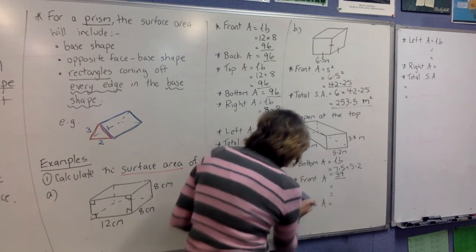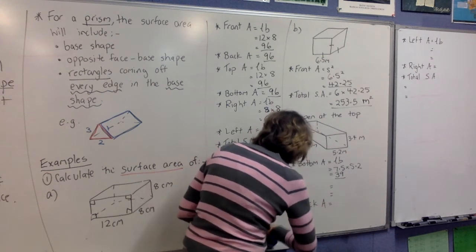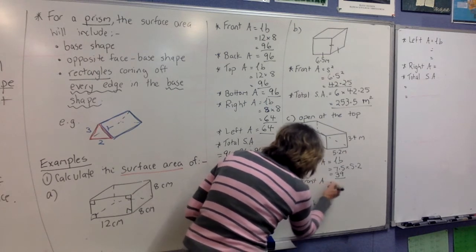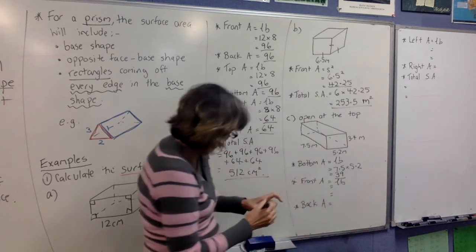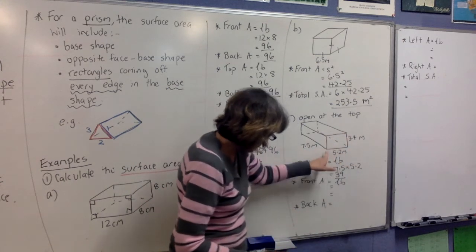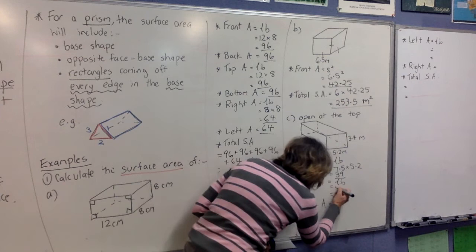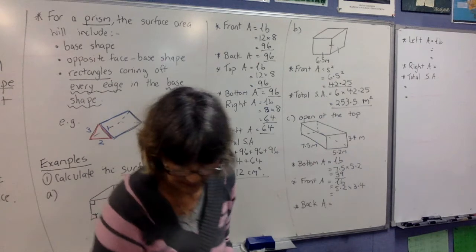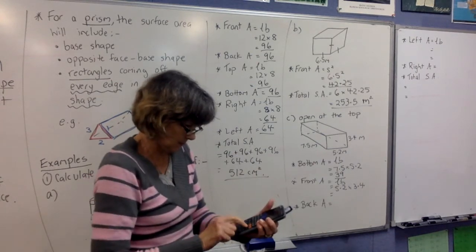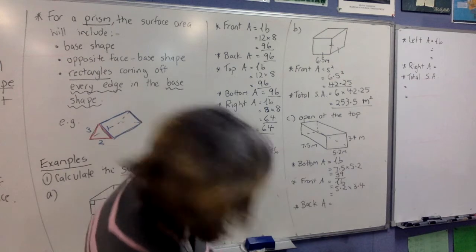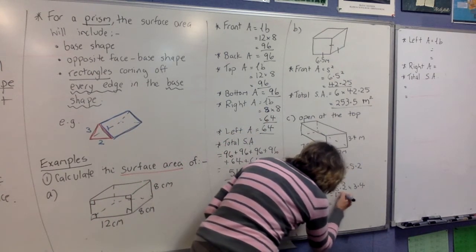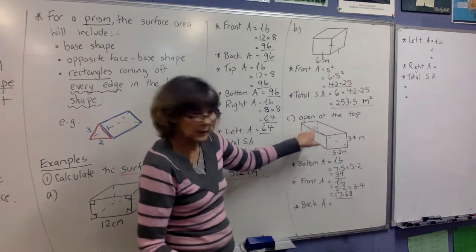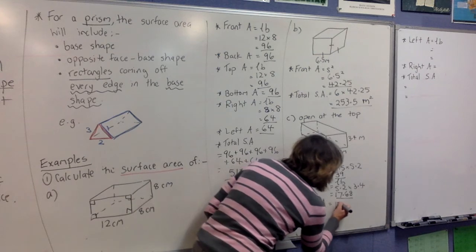Okay, I'll just slide this down a little bit. So the next one we're doing is the front area. And the front area is a rectangle. So we're doing length by breadth. Okay, here's your front. So we're going to do 5.2 by 3.4 and work that out. And you get 17.68. Now that's the front. So we're going to look at the opposite face to the front, which is the back one. They're opposite faces, we know they're the same, so there's another 17.68.